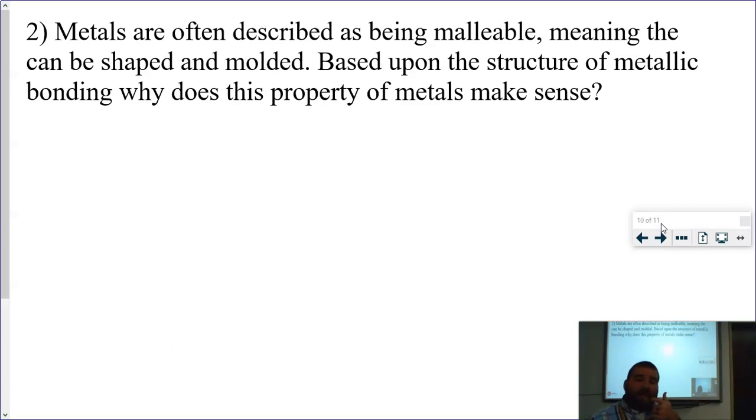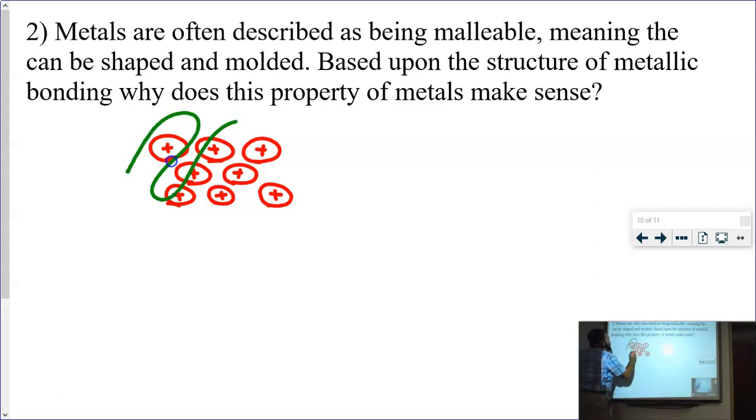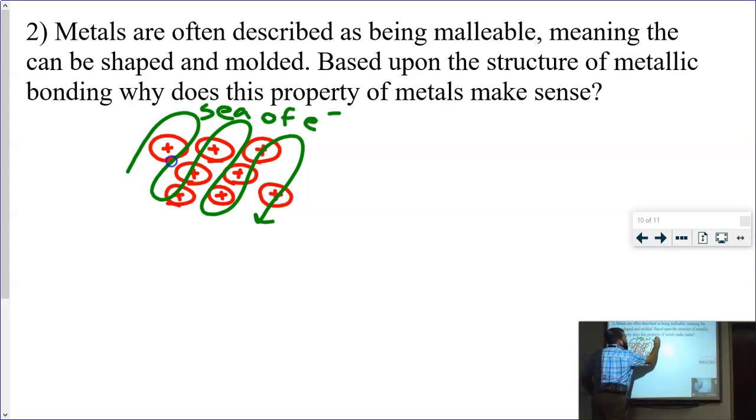Based on the structure of the metallic bonding, why does this property of metals make sense? So with metallic bonding, if you remember, metallic bonding kind of looks like this. You've got all of these positively charged nuclei and core electrons of all of these metal atoms tightly packed in. And then throughout this structure, we have what's known as a sea of electrons.